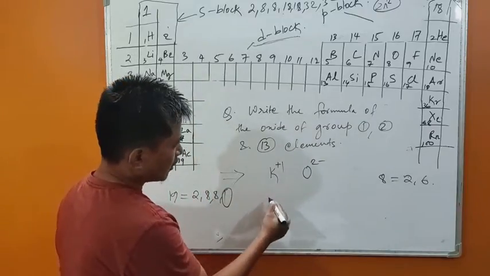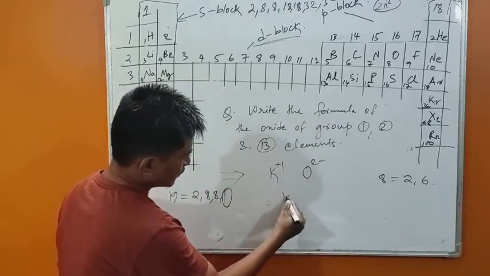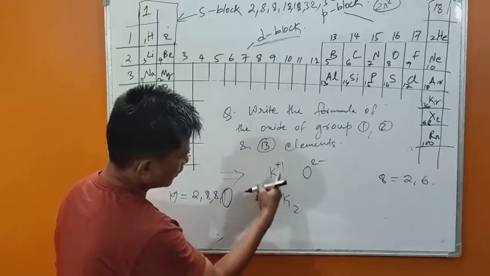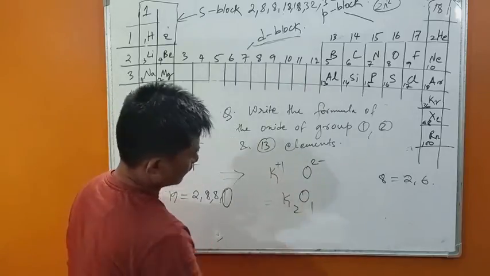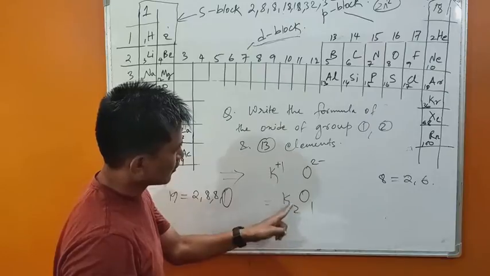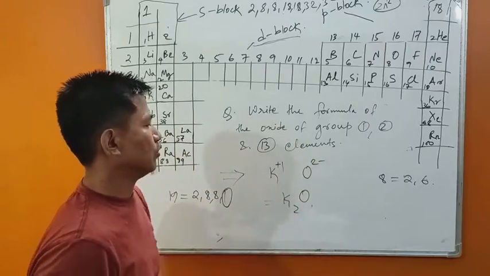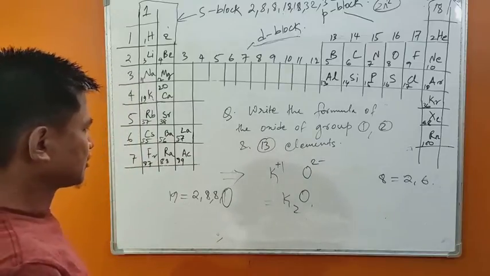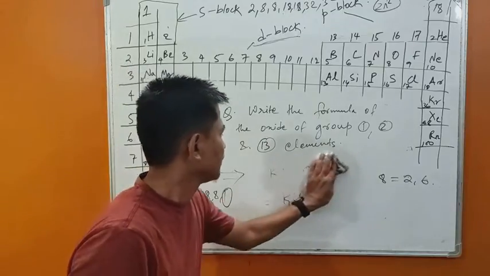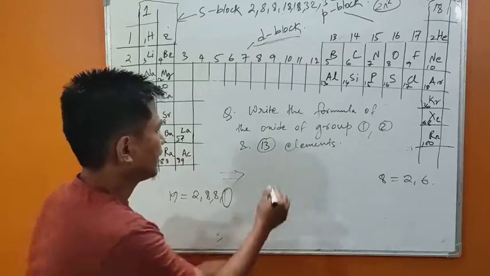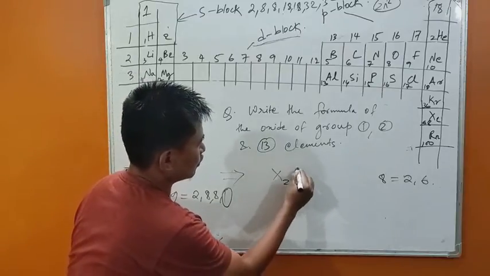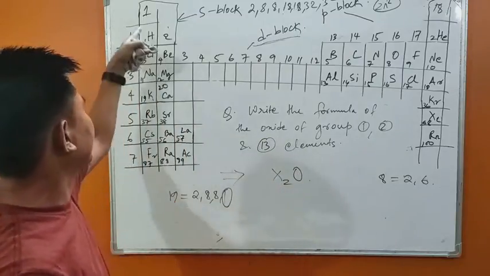So now the formula of the oxide will be, this 2 will come down, cross multiply, and the 1 will go down there. This 2 will come here, this 1 will go here: K2O. Okay, this is just an example, K2O. In the exam you have to write X2O. X2O means any element from group 1.